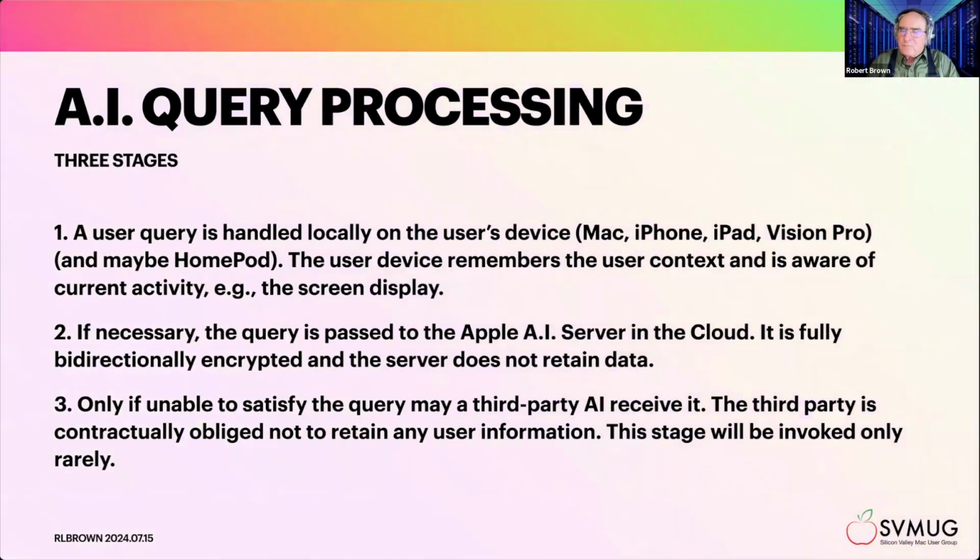There was a bit of fluffle over the fact that apparently they found that OpenAI was not providing the security they expected OpenAI to contractually provide. So that may have thrown a bit of a wrench into that work. However, this third stage should happen very rarely, especially since apparently the Apple Cloud AI is pretty good. At least so it is said.